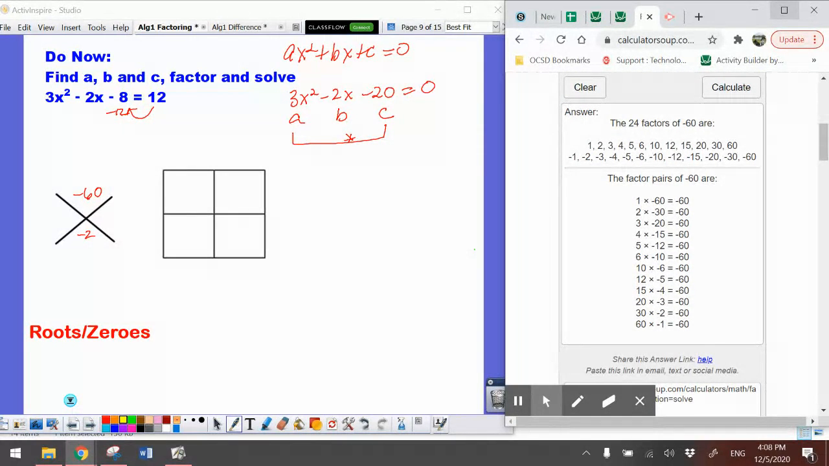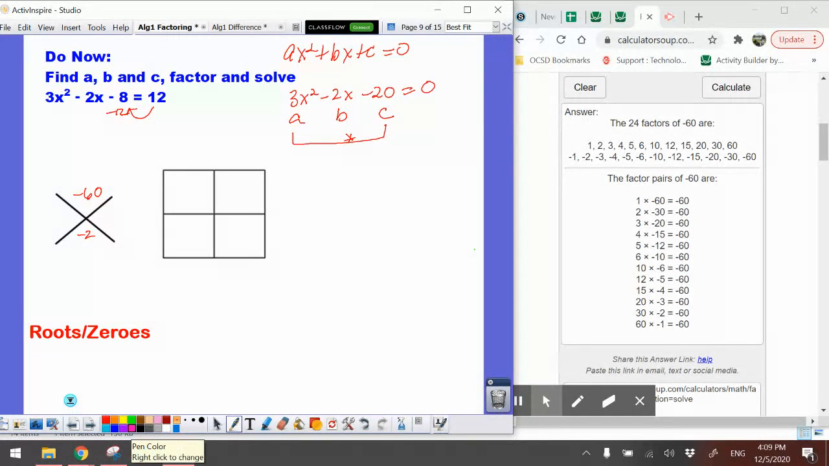Okay, so we need a difference of 2. Do you see a difference of 2? Well, let's see. I have 1 and 60, 2 and 30, 3 and 20, 4 and 15, 5 and 12, 6 and 10, 10 and 6. I don't see anything that's got a difference of 2. And you're right, there's nothing there.